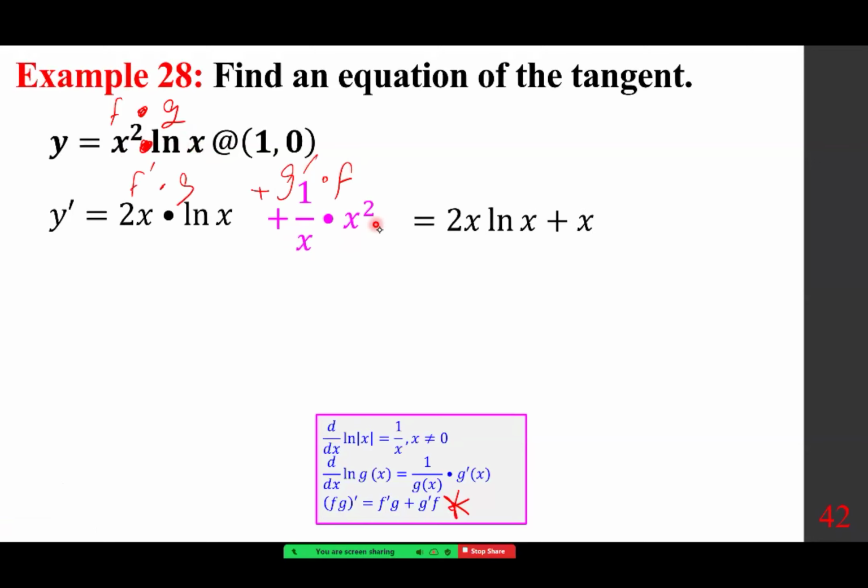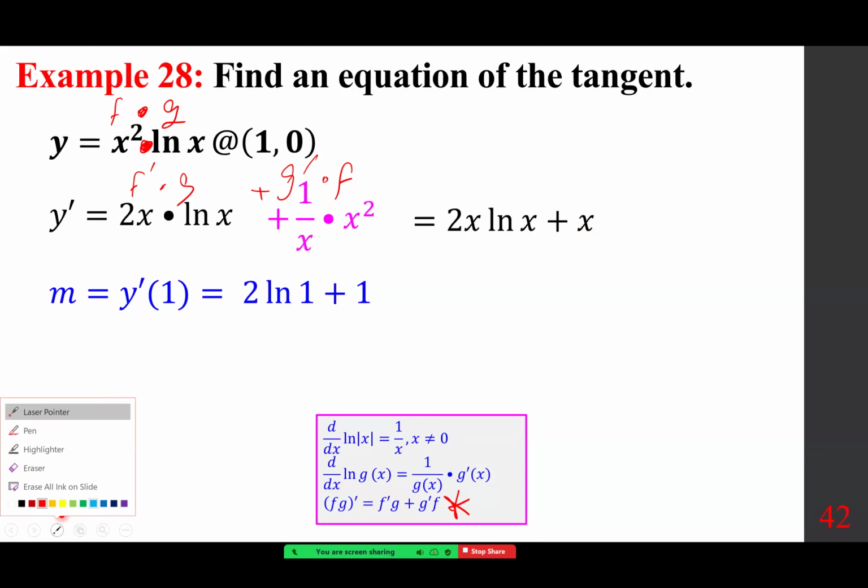Now you want to evaluate this at x equals 1 to give you the slope. So you're going to say 2 times 1 ln 1 plus 1. 2 times 1 is 2, ln 1 is 0, so the answer is 1.